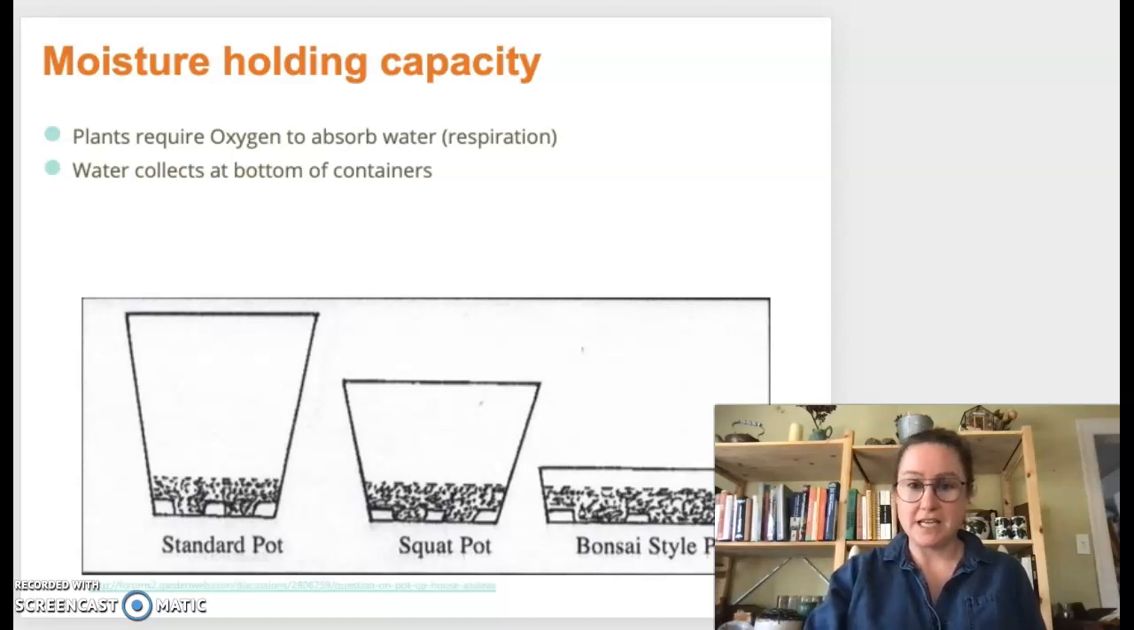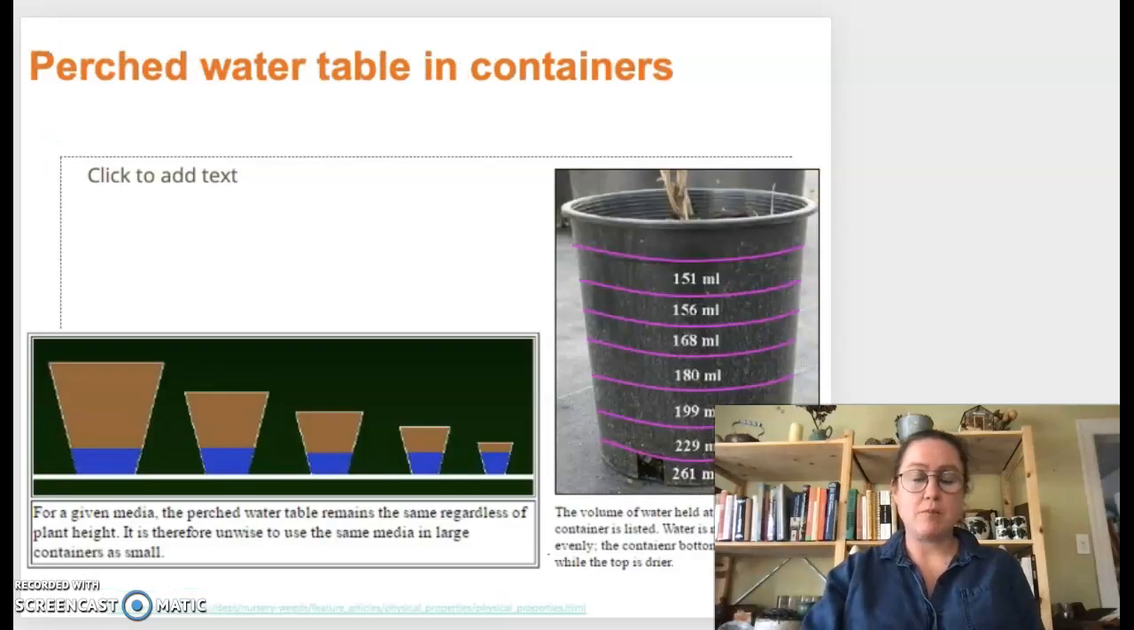So here we can start to see that different pot sizes, in fact, require different potting mixes, different media. Media particles at the bottom of the container are able to hold on to more moisture. Therefore, container height affects the relative amount of water versus air.